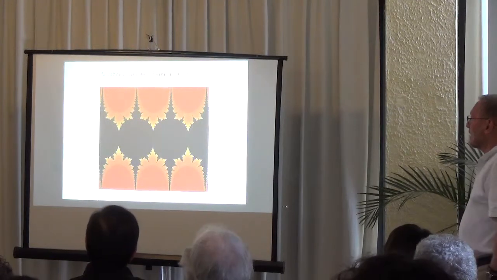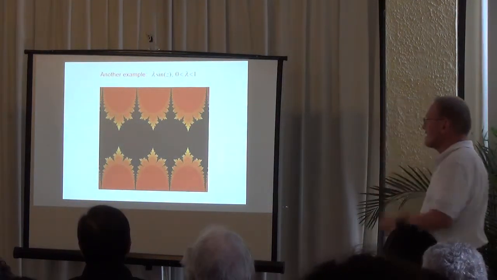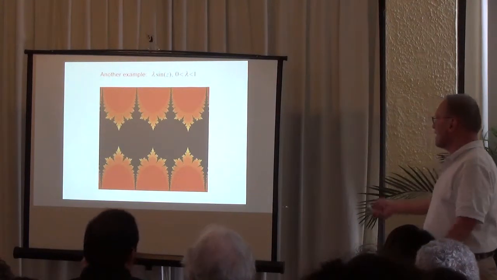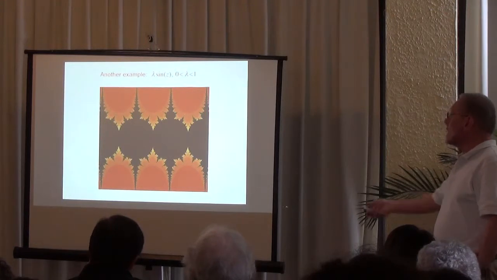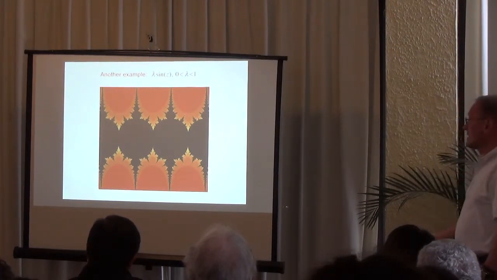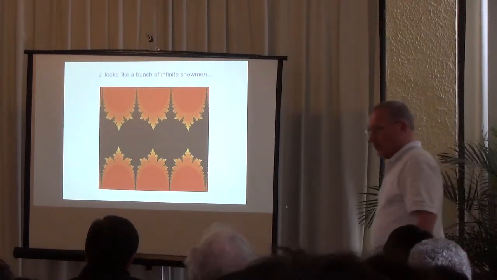Okay. Since some people here have worked on the sine function, let's just look at lambda sine z. Now again, for simplicity, let me let lambda be real, between 0 and 1. There's the Julia set for lambda sine z. It looks like an infinite collection of snowmen.